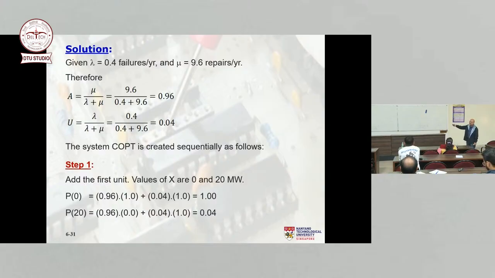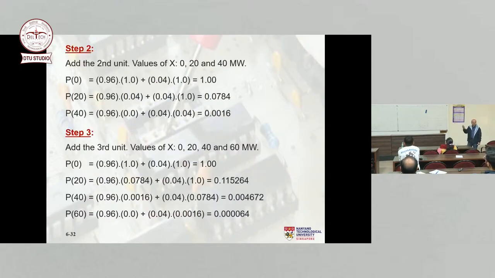So, okay, step 1 done, right? Step 2. Now we add the second generator, which is also 20 megawatt. Of course the lambda and mu are the same, availability and unavailability is the same. So what are the values that X can take now? Remember, now there are 2 generators in the system, each 20 megawatt, each can exist in 2 states. So what are the possible outage capacity states? 0 megawatt out, 20 megawatt out, or 40 megawatt out, right? When both the generators are out, you are losing 40. When any one of them is out, you are losing 20. And if nothing is out, then you are not losing anything. So we have 3 states, 0, 20, 40.